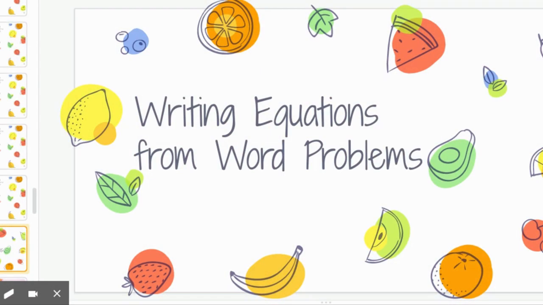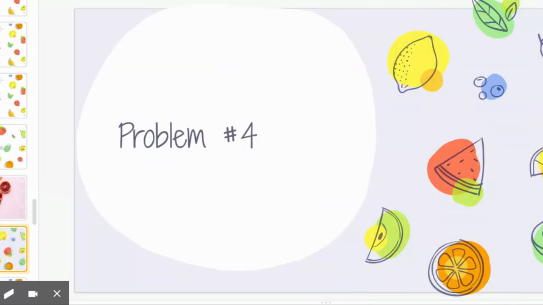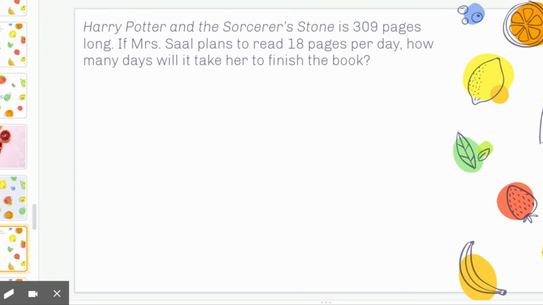Welcome to the final part of our 4-part lesson on writing equations from word problems. The learning target again is I can write an equation using a variable to represent an unknown quantity. Now let's look at the last problem we're going to go over together. That is, Harry Potter and the Sorcerer's Stone is 309 pages long. If Mrs. Saul plans to read 18 pages per day, how many days will it take her to finish the book?